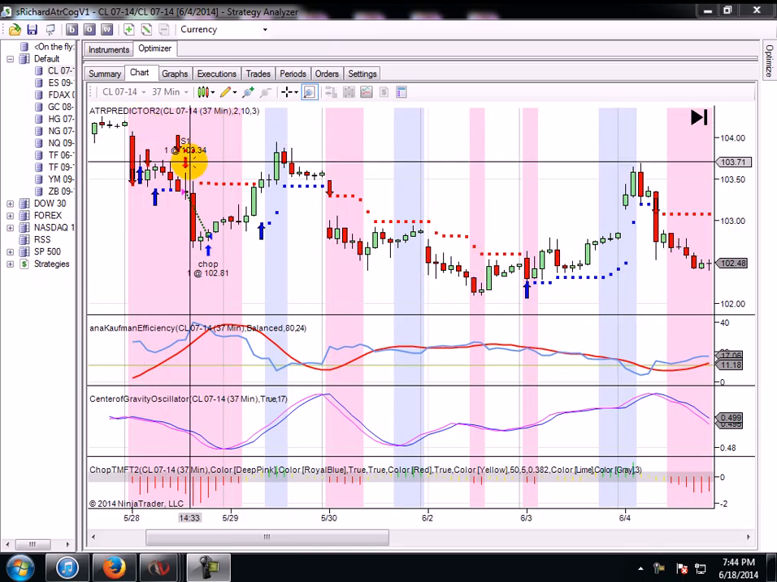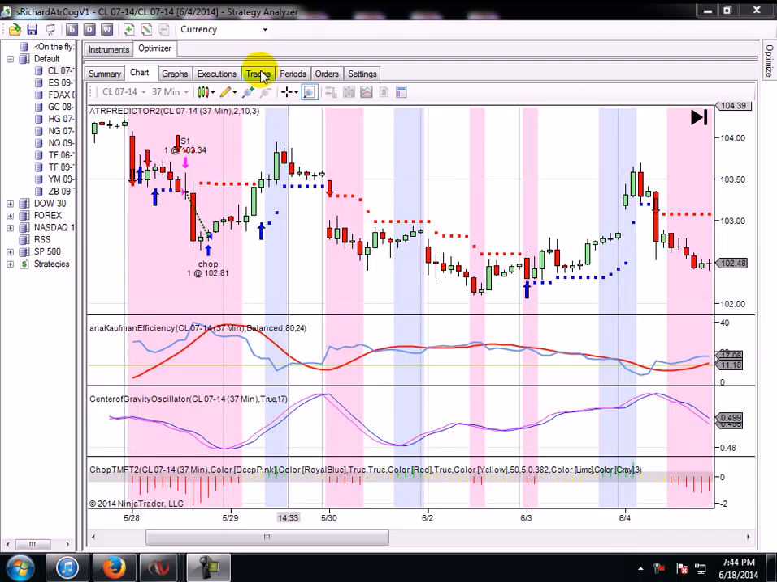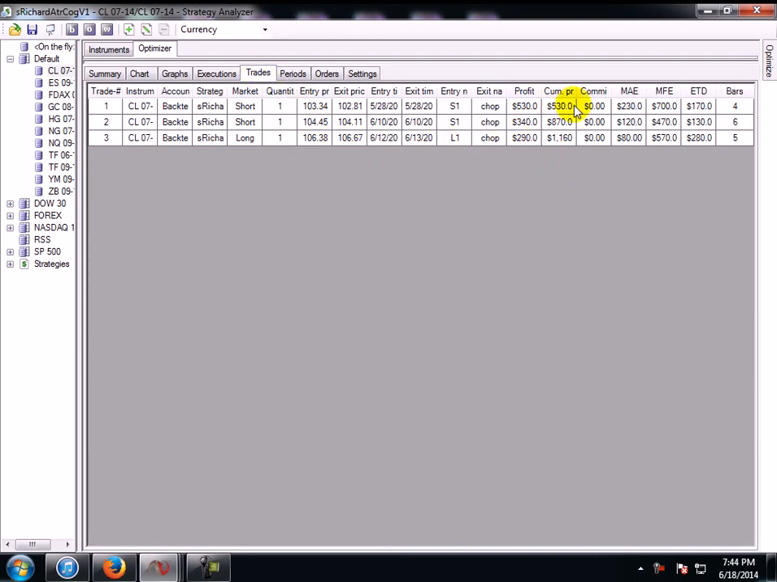I ran about a 3.5 week long optimization on CL714. I'm on a 37-minute chart, and based on these numbers, we had 3 trades in about 3.5 weeks.